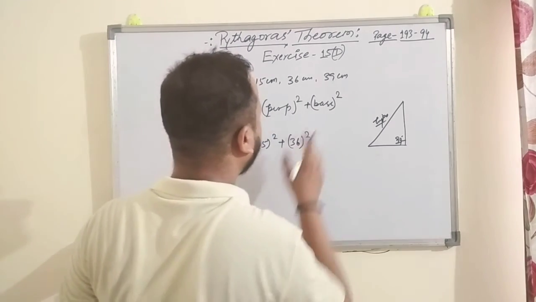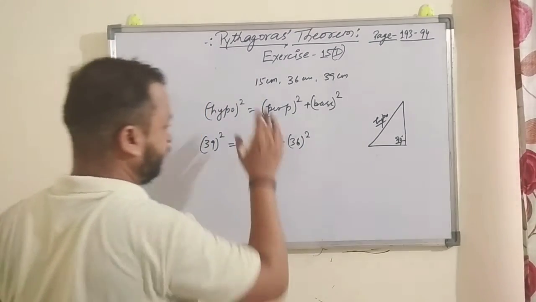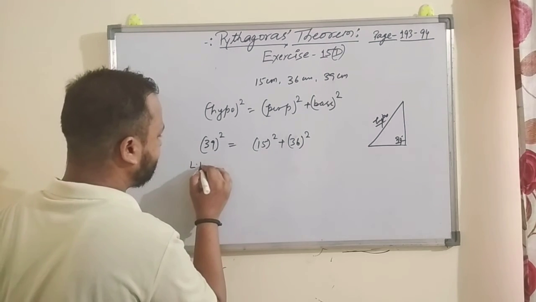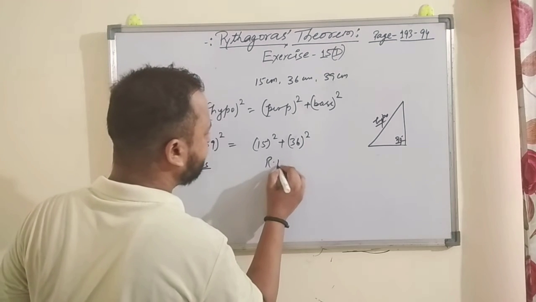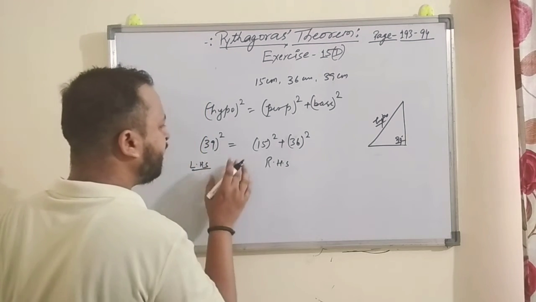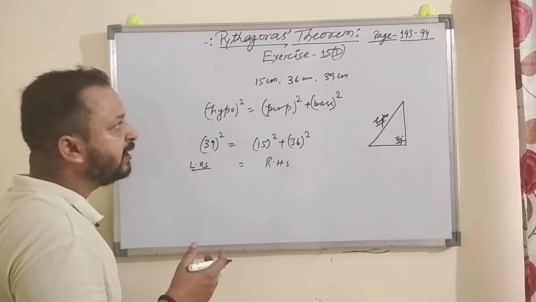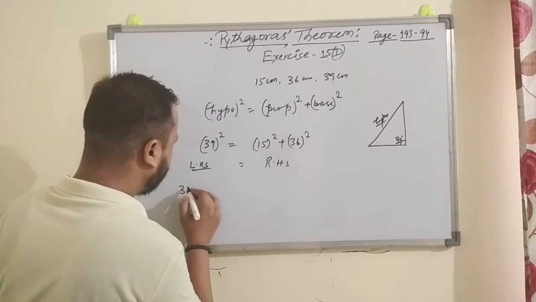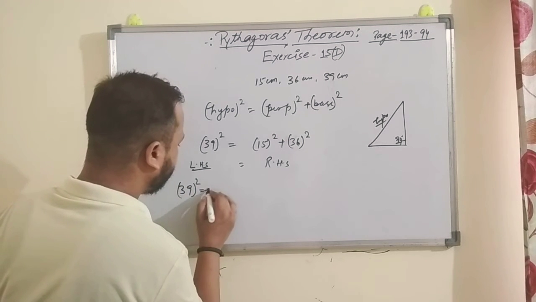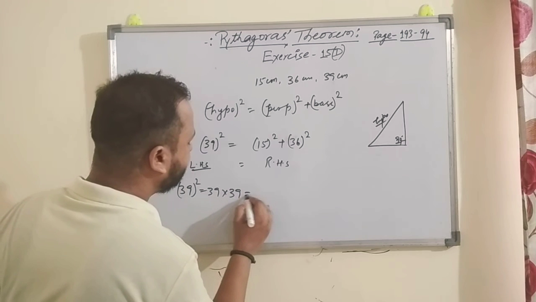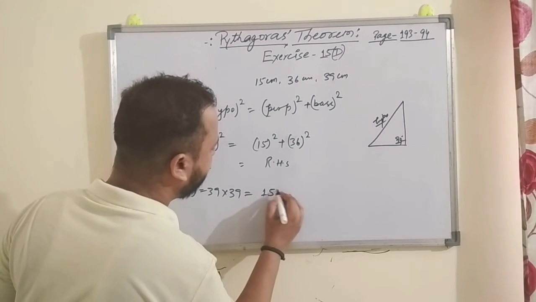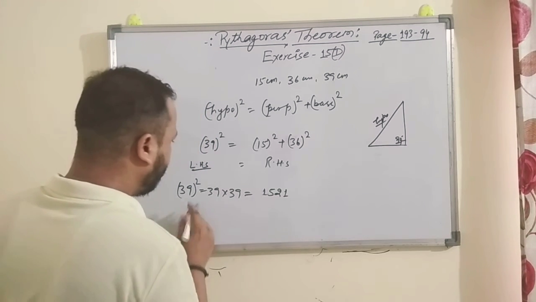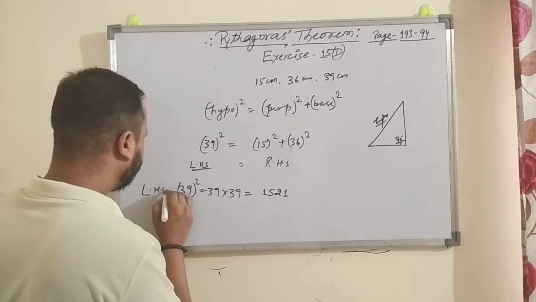You can take perpendicular and base as either of the remaining two values. You just have to prove that LHS is equal to RHS. This is LHS, and this is RHS, meaning left hand side and right hand side. If they both are equal, it means this is a right angle triangle. So if you take the LHS, 39 square means 39 into 39, and 39 square is 1521. So here you get the LHS value.